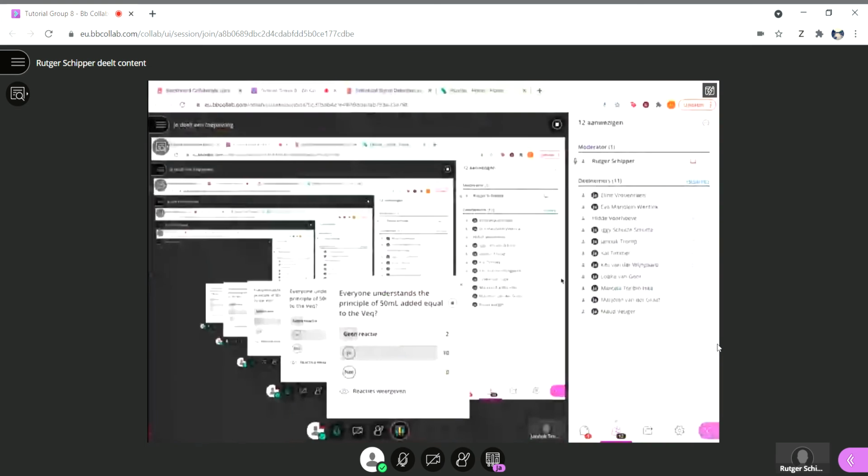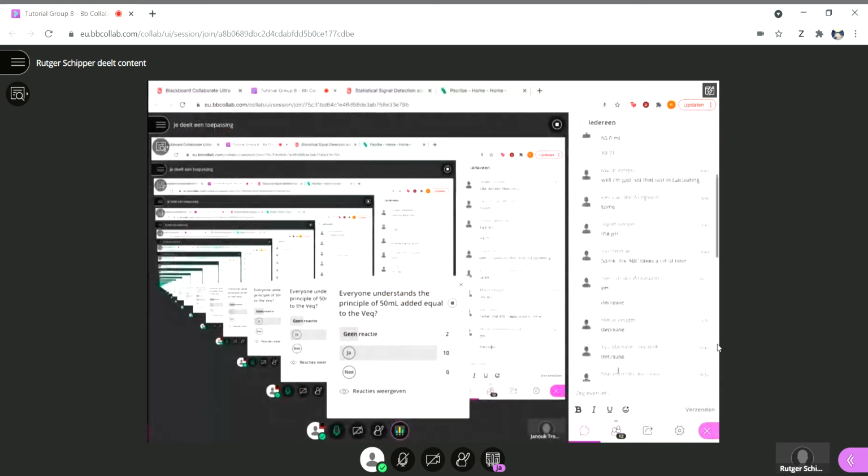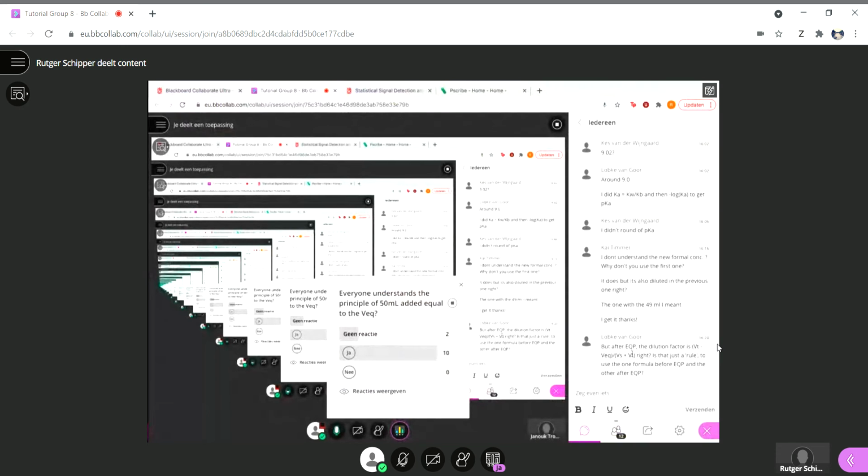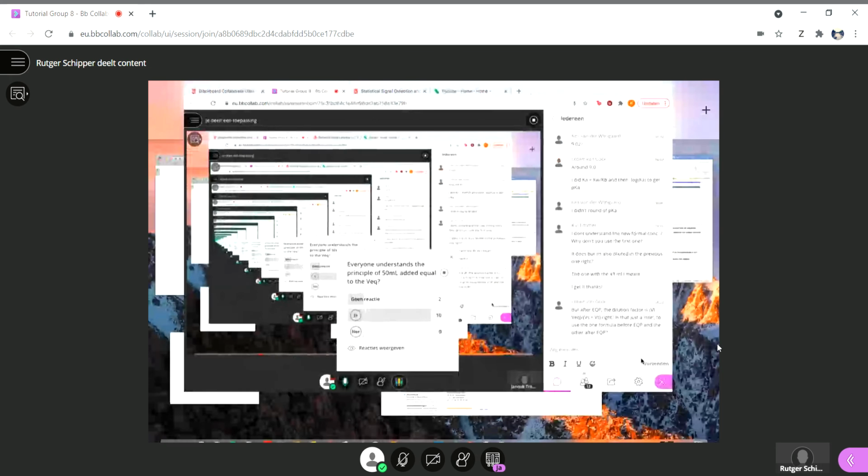There's a question. But after the equivalence point, the dilution factor is V minus V added. Is it just a rule to use the one formula before the equivalence point and one after the equivalence point? I'm not really sure, Lopke, what you mean. So after the equivalence point, the dilution factor is. Yes, it's kind of the rule for the formula. I will show you.